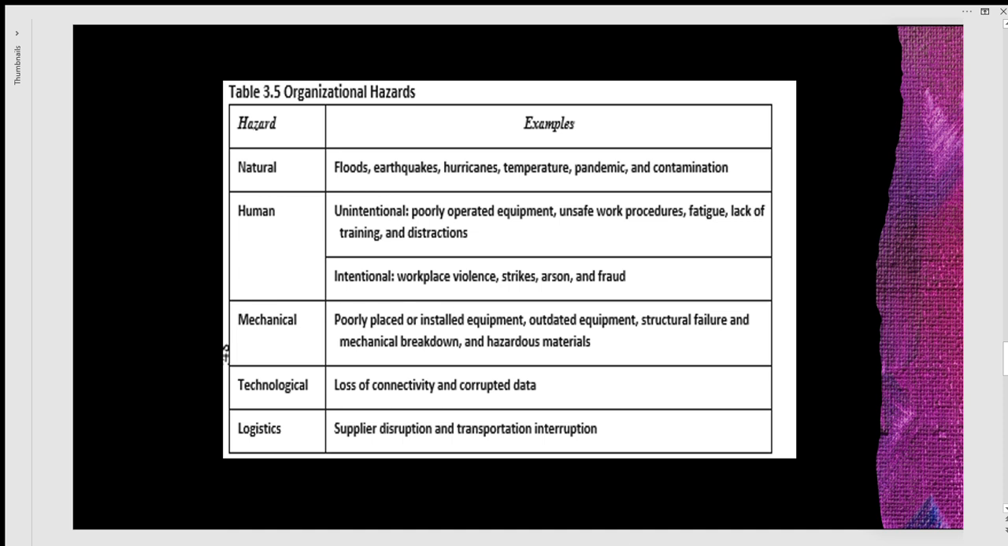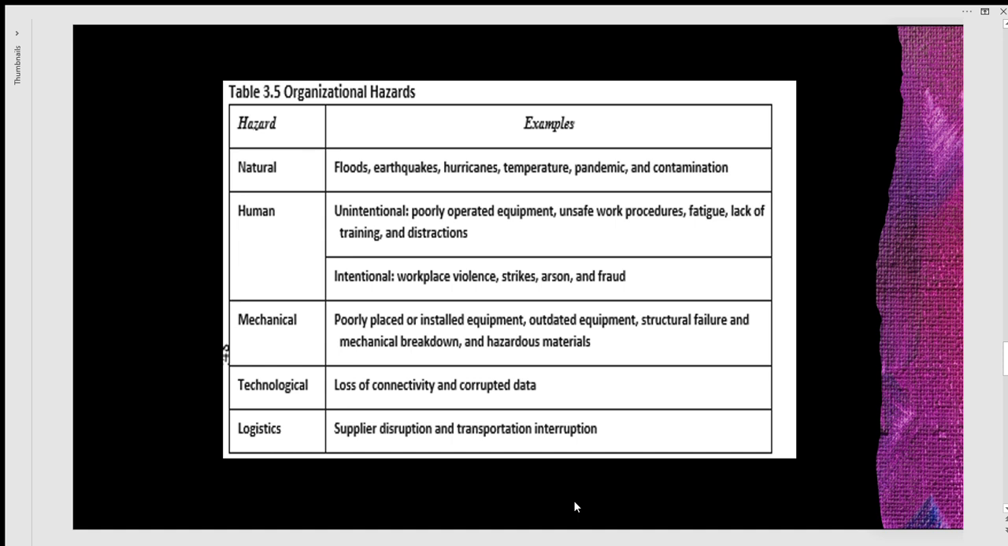Sa humans naman, we have two. Yung unintentional, hindi sinasadya, and then the intentional, yung mga sinasadya, or pwede rin planado. Unintentional, this is the poorly operated equipment, unsafe work procedures, fatigue, lack of training, and distractions. And then, the intentional, ito yung workplace violence, strikes, arson, and fraud. Pag sinabi natin strikes, ito usually means physical violence, no, sa workplace.